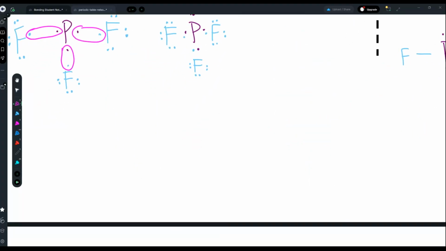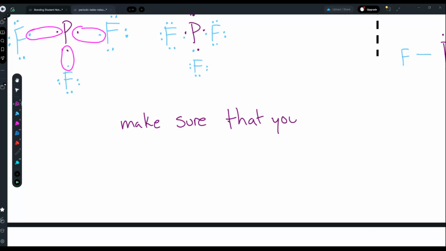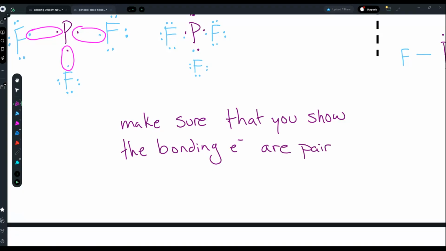So let's just write down what I've said previously. Make sure that you show the bonding electrons are paired. It's the main idea here with the Lewis dot diagrams.